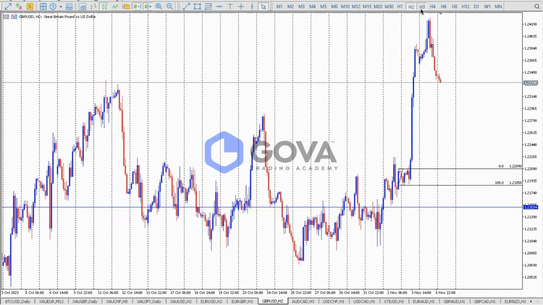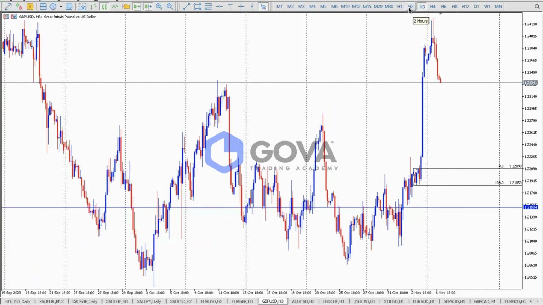On this one, you don't have to mark any hidden zone. The zone is okay like this. It is not every time you mark a hidden zone. You understand? Now, that is it on this trade analysis, GBP USD.